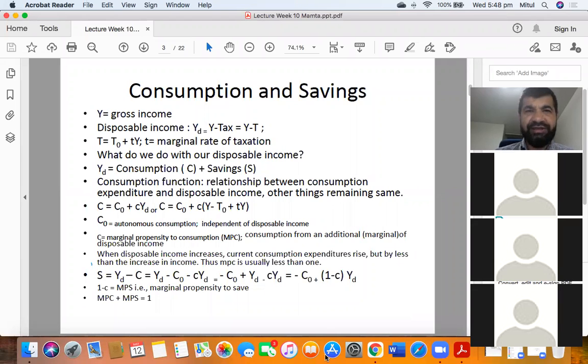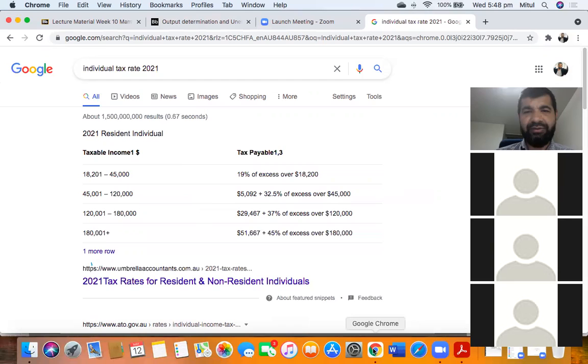Am I actually sharing the screen or no? You are sharing. Okay, all right. I don't see a border, that's why I'm not very sure if I was sharing or not.